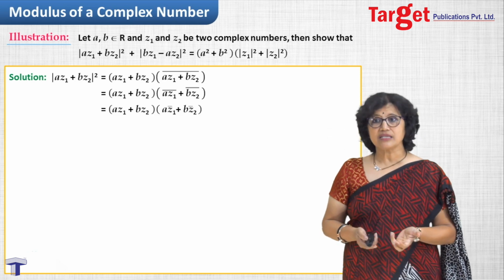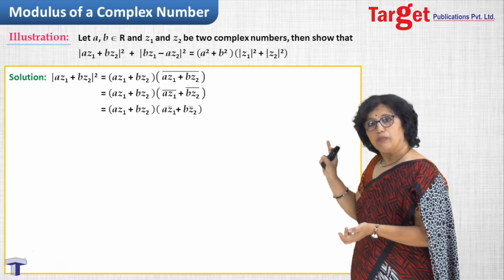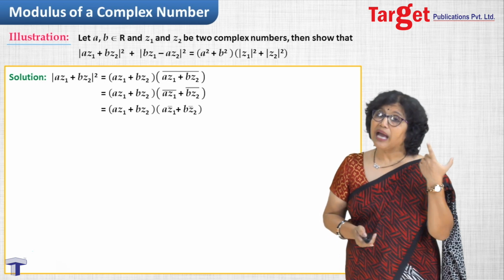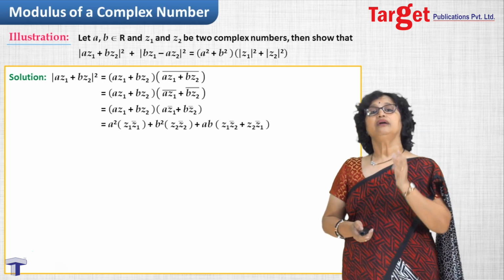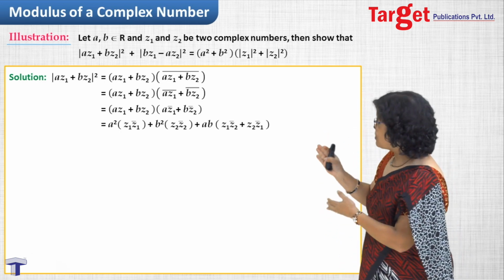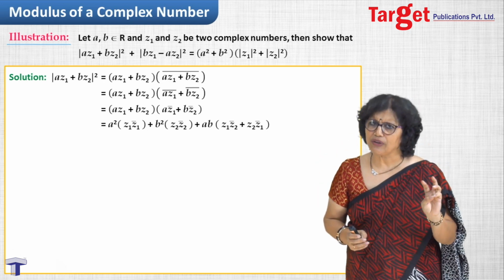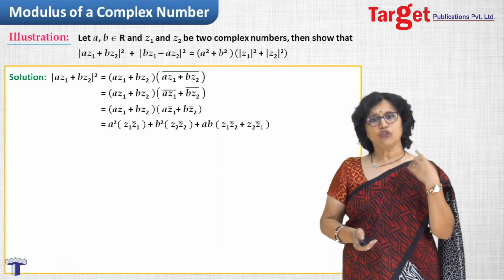So when I write in the next step, it would be a z1 bar plus b z2 bar, and the first bracket still remains the same. Now you can multiply them term by term and get a square into something plus b square into something, as I have written there. So there are basically three terms: one of a square, one of b square, and one of ab.